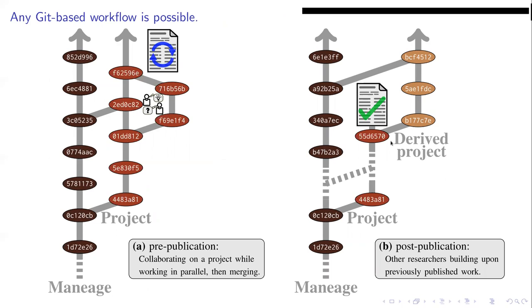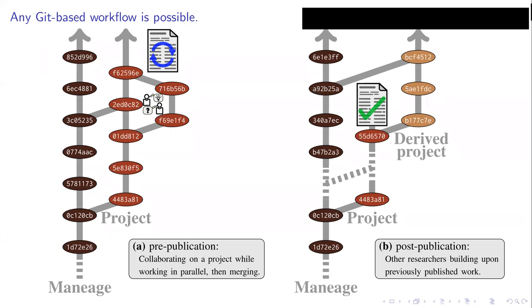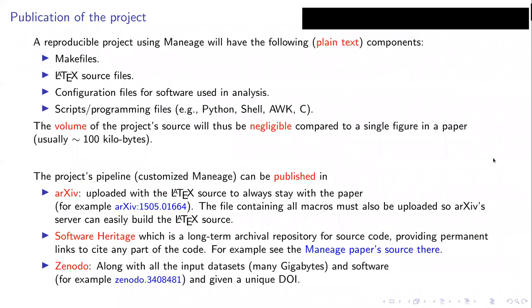And even more exciting for the whole community, once the paper is published, people can branch off your project, merge it with Maneage, and update the core infrastructure. In 10 years' time, when things in the low-level computer parts have changed, they can just update the Maneage core infrastructure, build your project, and start working on that instead of doing guesswork and probably spending months trying to reproduce your work.